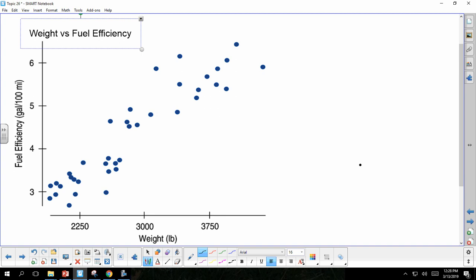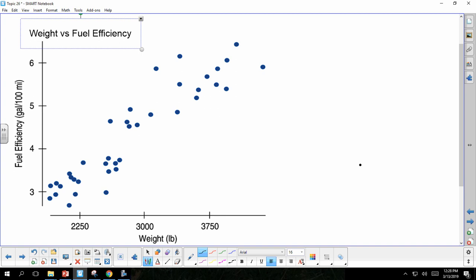So the heavier the car, the more gallons it takes to drive 100 miles. So the worse fuel efficiency. So how would we describe the form, direction, and strength? Would we say this is a linear relationship? Yes, I would say a line would fit it quite well.